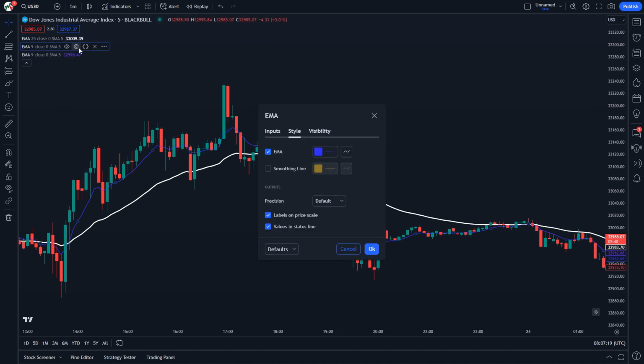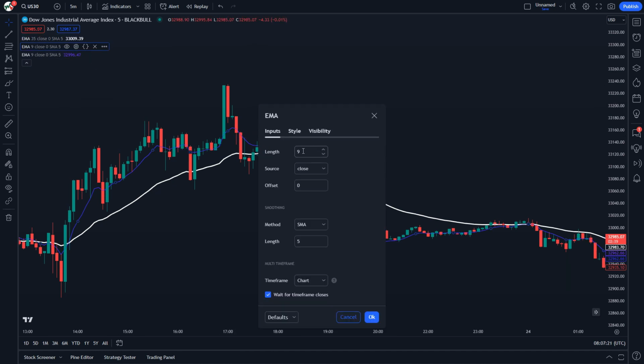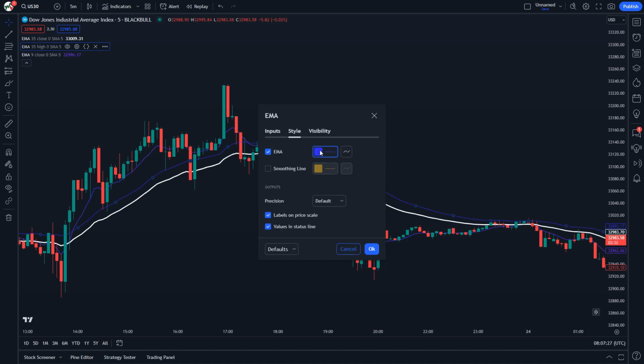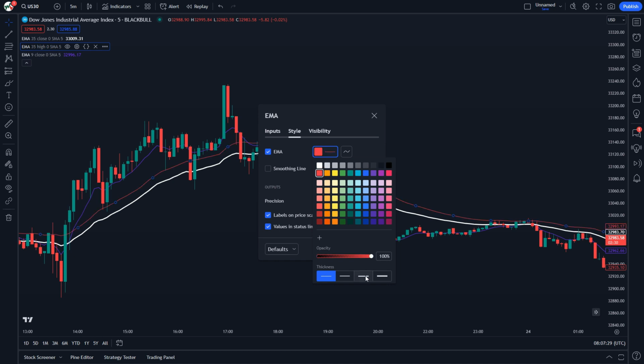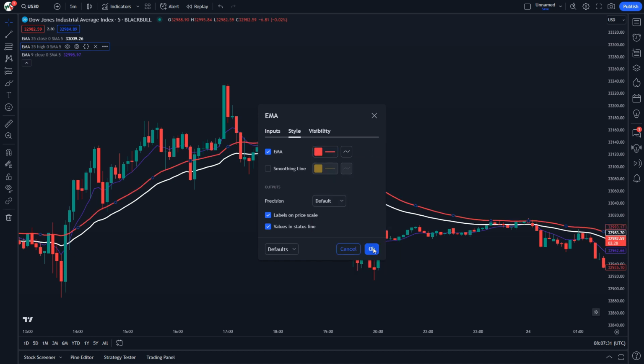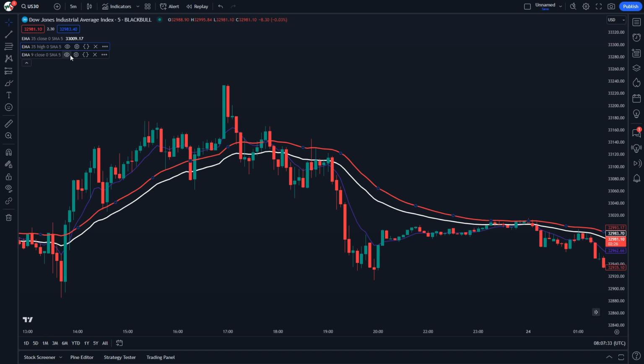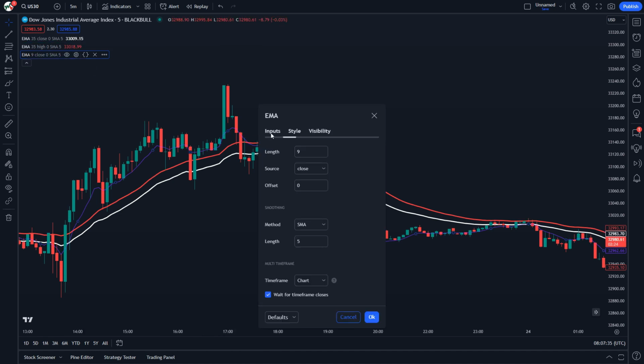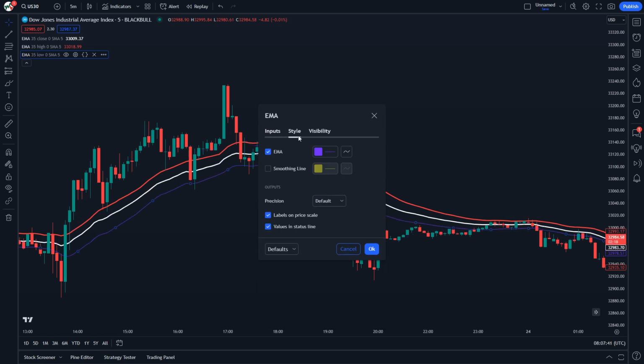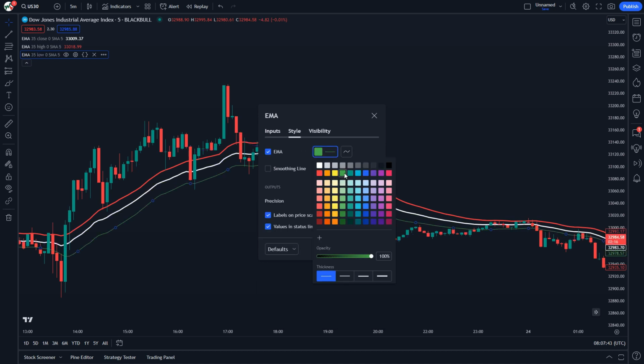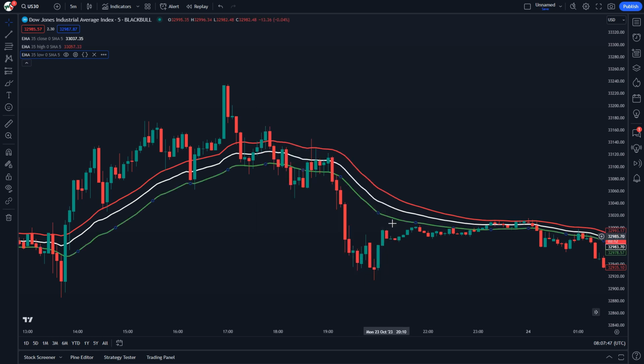For the second EMA, change the length to 35. Change the source to high. Choose red color and thickness as you like. For the third EMA, change the length to 35. Change the source to low. Choose green color and thickness as you like. Now our first setup is ready.